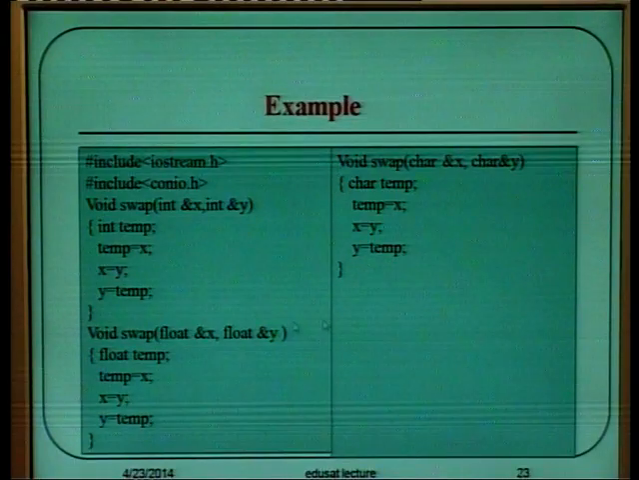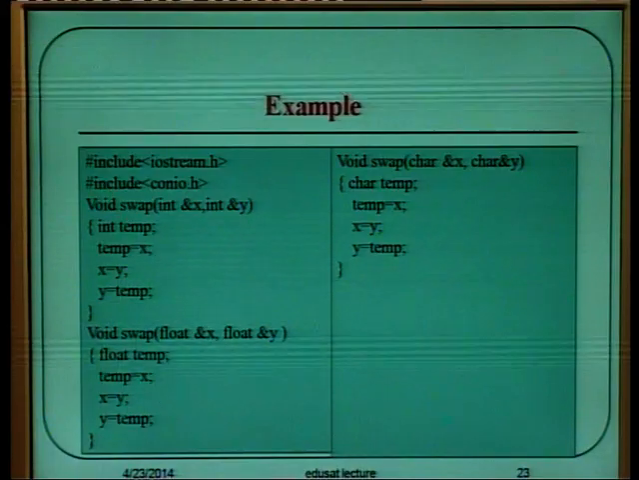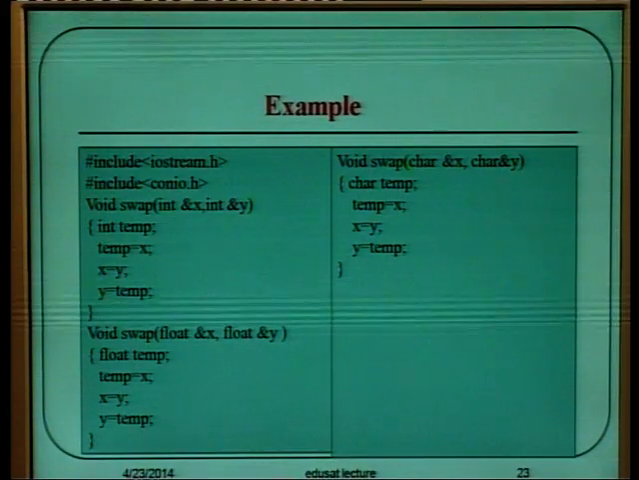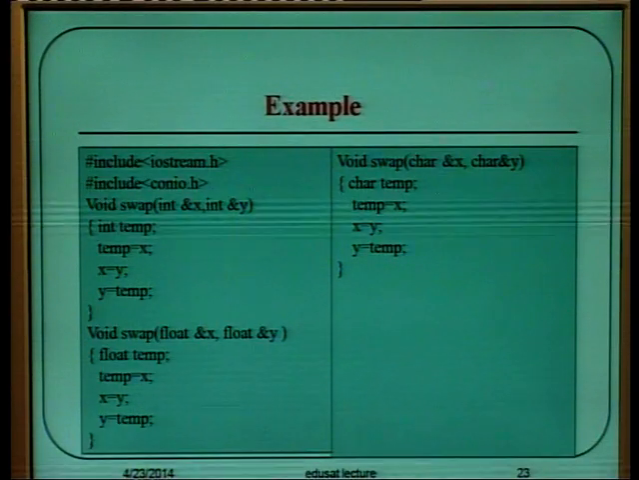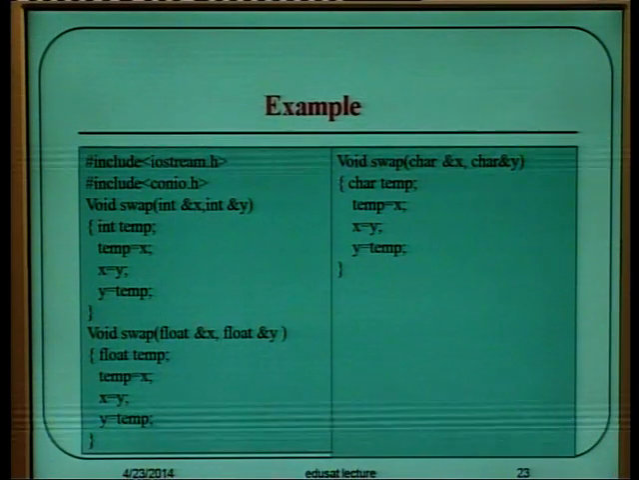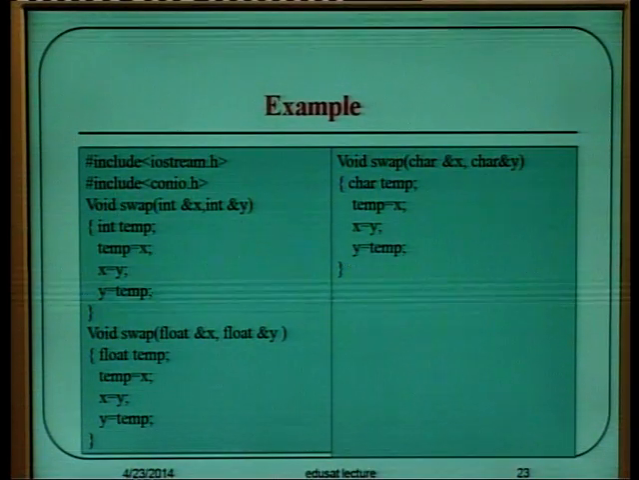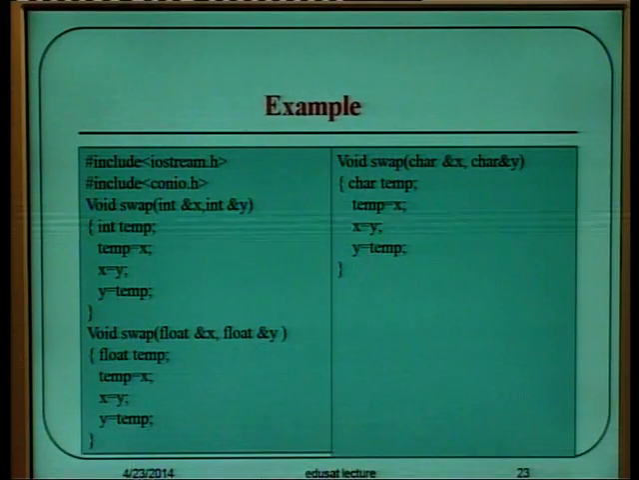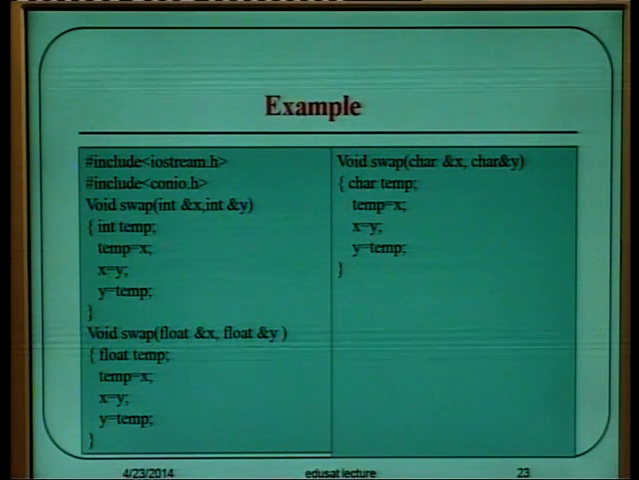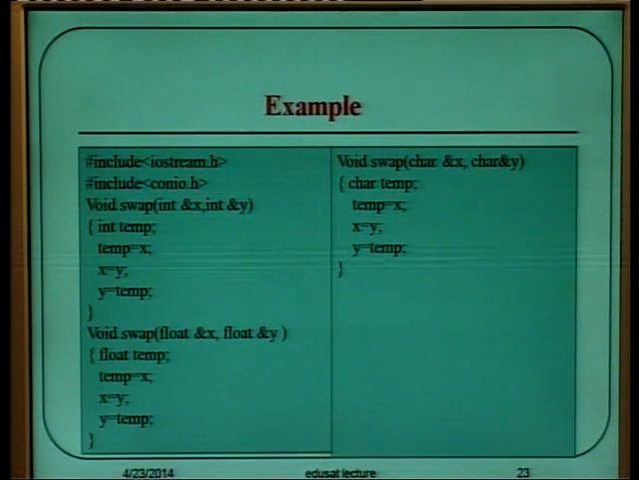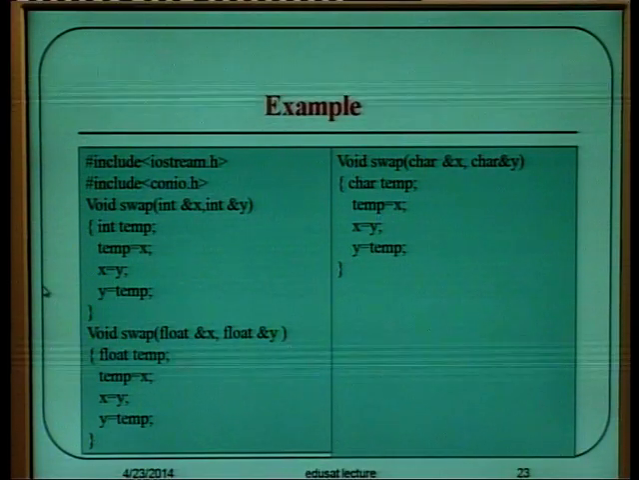For example, here is a simple example of swapping two numbers. We have the value of x equal to 20 and y equal to 30. In swapping, we want to change the values of the two variables. That means if x is 20 and y is 30, after swapping x is 30 and y is 20. Then how can we implement this operation using function overloading?